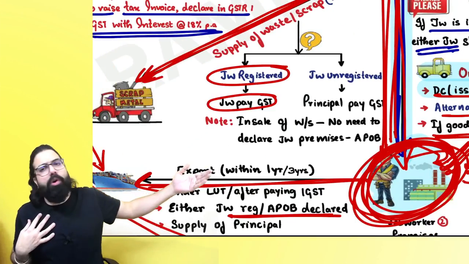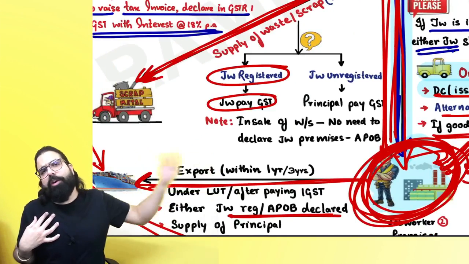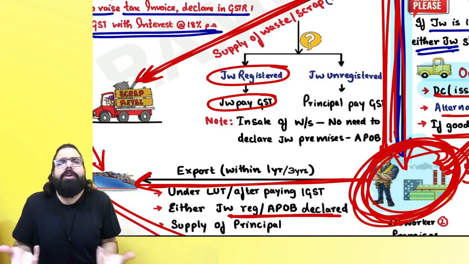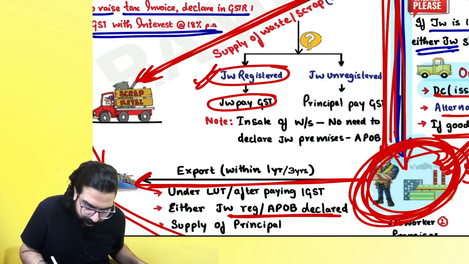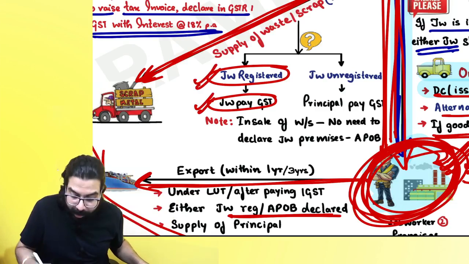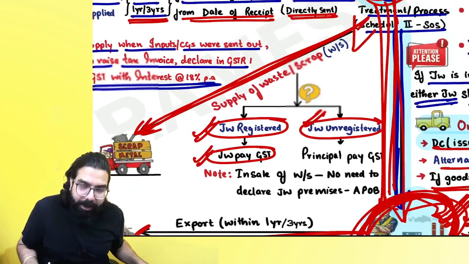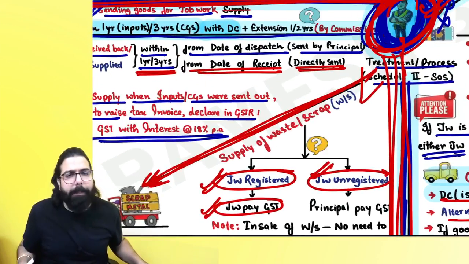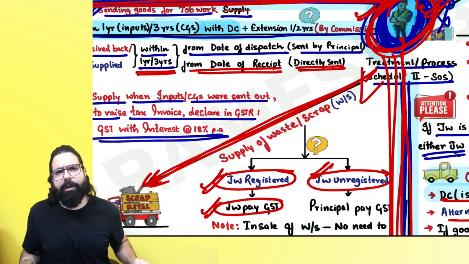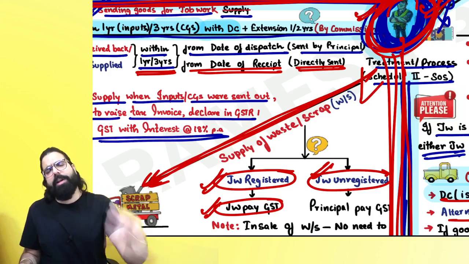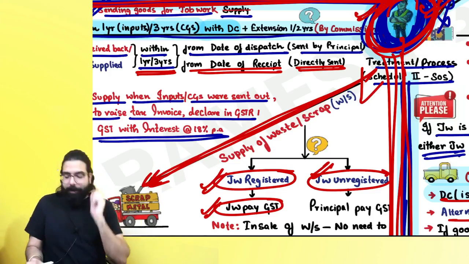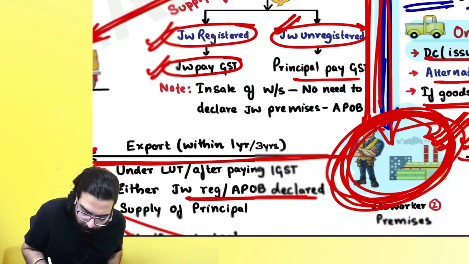I sent some clothes, the job worker made the shirts and sent them to me. Waste or scrap was generated. What to do? Government is telling: if the job worker is registered, the job worker will pay the GST. If the job worker is unregistered, the principal does one thing. Whatever waste or scrap is in the job worker's premises, you only sell it off from there, and the principal pays the GST. Principal to pay the GST.